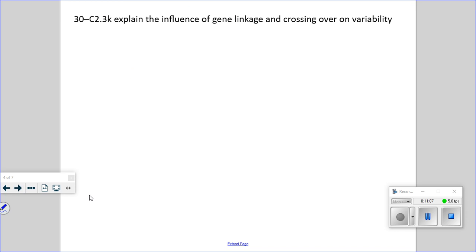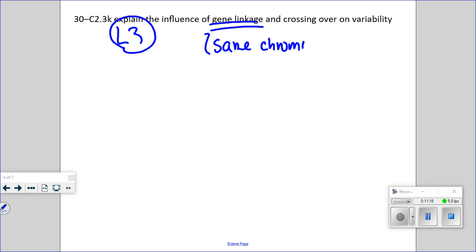Now the next outcome, this is what lesson 3 was all about. Gene linkage. That means genes that are on the same chromosome.